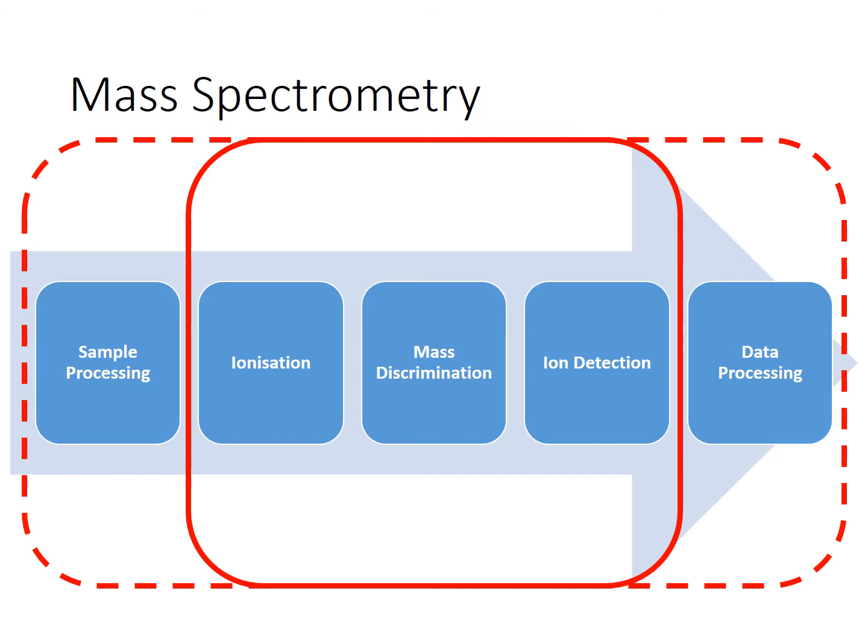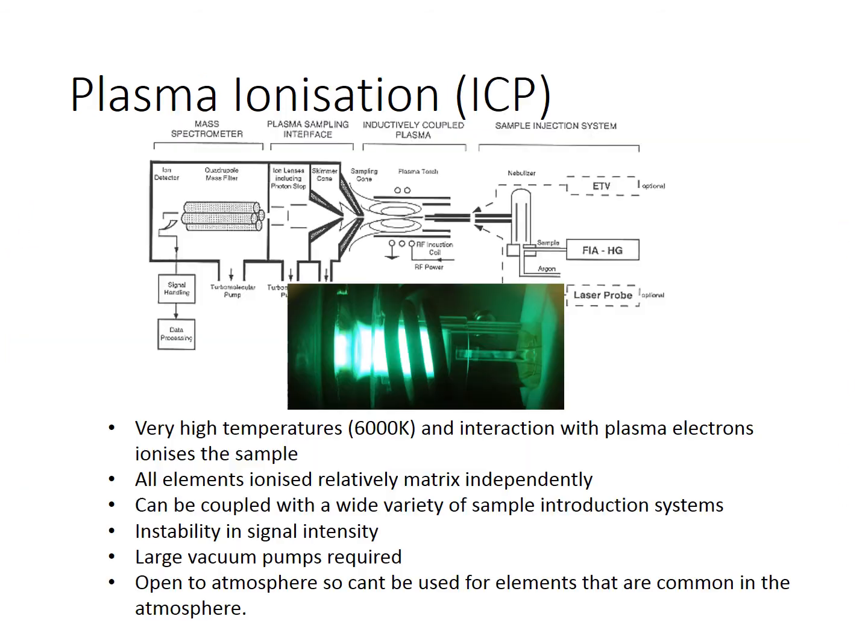Because mass spectrometry won't tell you what chemical elements you have; it'll only tell you what different mass ions you have. Unfortunately, those two things are quite strongly related. Okay, so this is the plasma source of that whole thing.